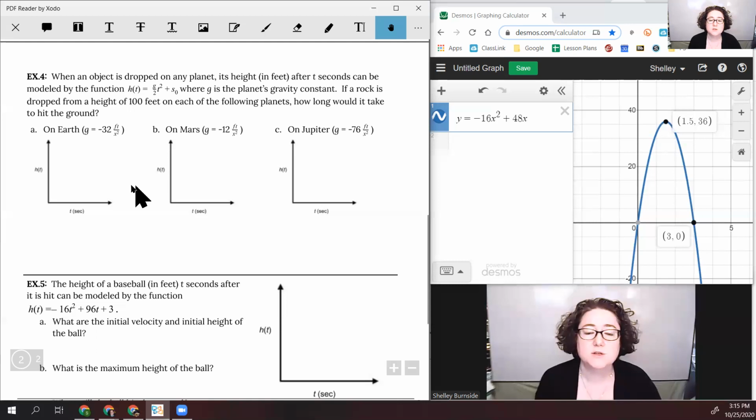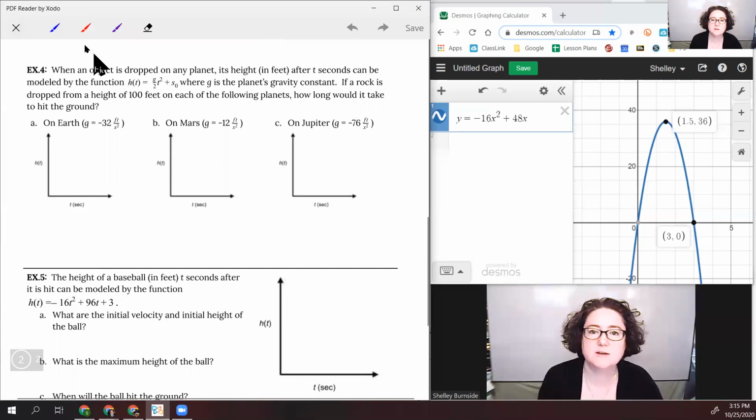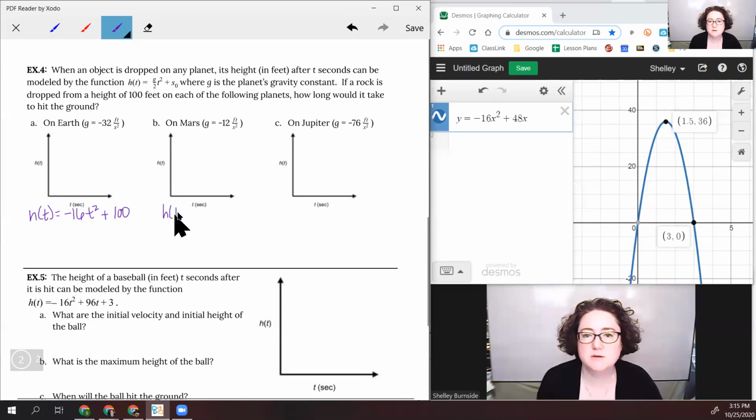of our t squared. So for our Earth function, let me go back to pen, h of t is going to be half of negative 32, which we already know is negative 16. And so that's our t squared, plus s sub 0, in other words, our initial height, which we're saying in every scenario, we're going to use 100 feet. So we can write that for Mars as well. Well, half of negative 12, it's just negative 6. So negative 6t squared plus 100.